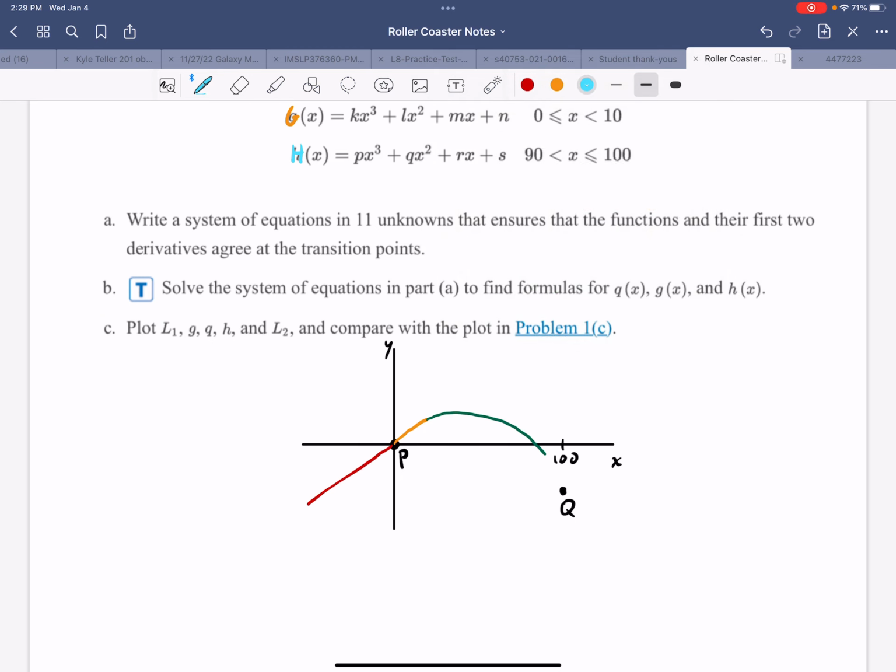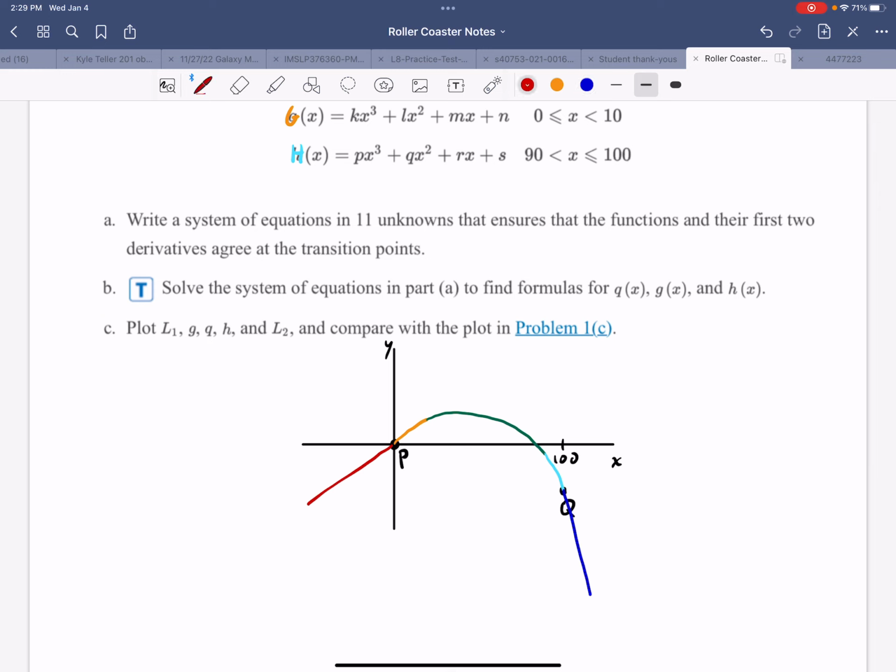Then we're going to have that cubic h touch Q. That looks pretty close to a line too, but it actually is a bit curvy. Let me make it a little less curvy than that. And then we have our line, L2, going down. So it's actually a very similar looking roller coaster when you graph it all out, but it is slightly different. In particular, the transitions at P and Q are smoother than they were in the model that we did in number 1, because the second derivatives are now able to equal each other at the transition points.